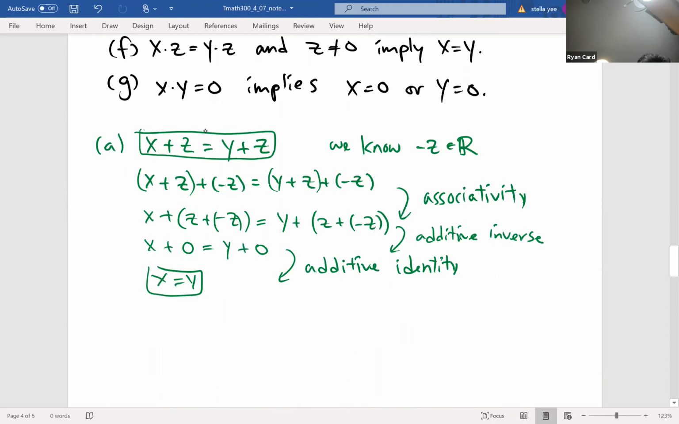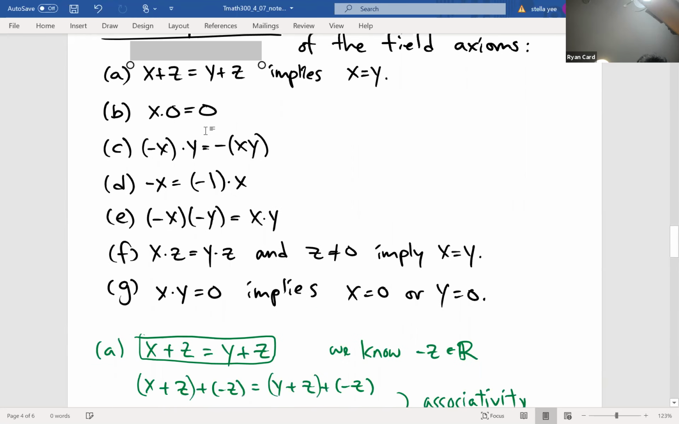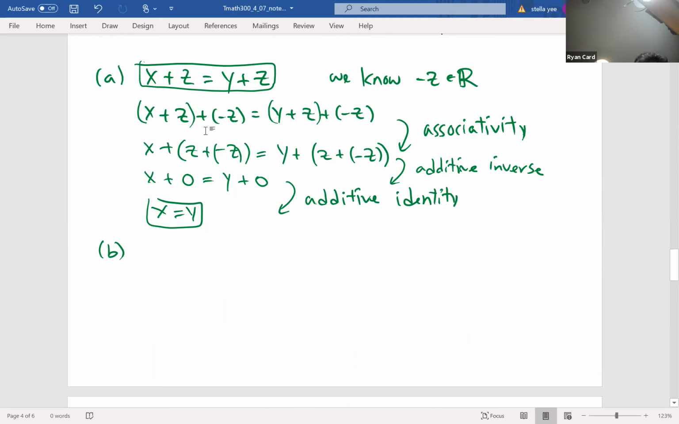Let's keep going. The next statement is x times 0 is equal to 0, no matter what x is. All right, so let's start with x times 0, and I want to equate this with 0. There might be other ways to do this, but I'm going to rewrite 0 as 0 plus 0, and I can do that because 0 is the additive identity.